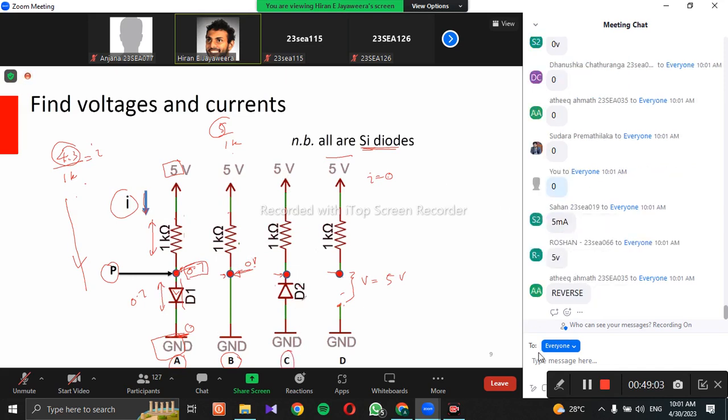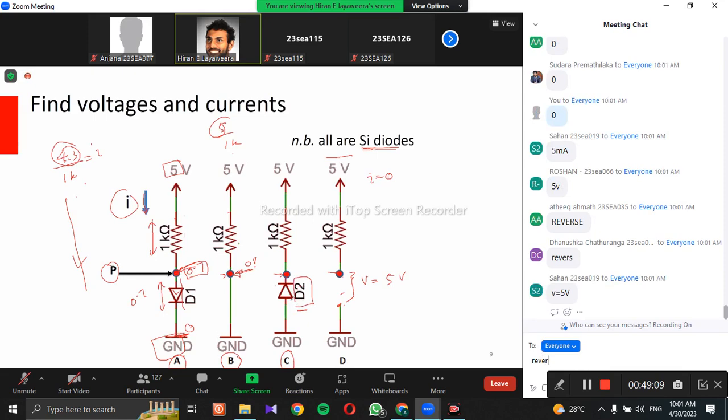First thing is, what is the biasing of the diode D2? It's reverse bias. So that means no current flows through this one, I equals 0. Almost 0, right? So then what can you say about the potential at this point?